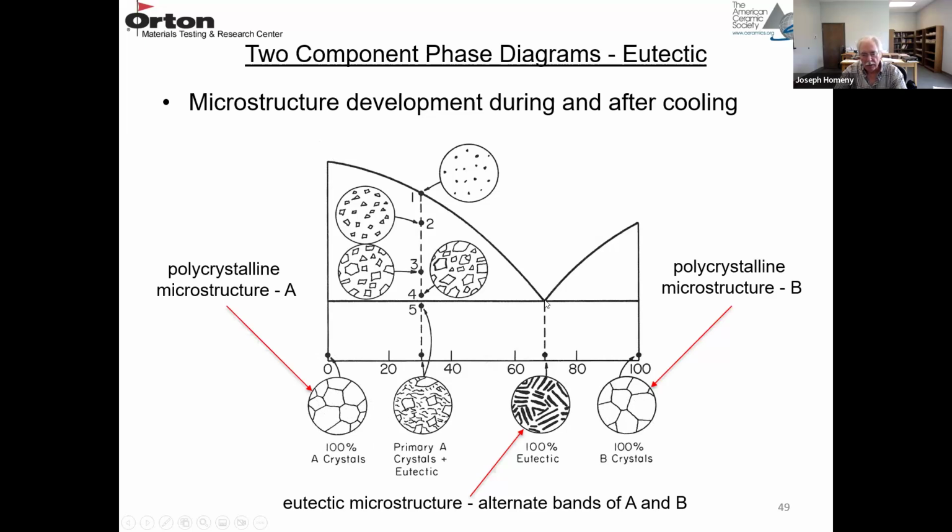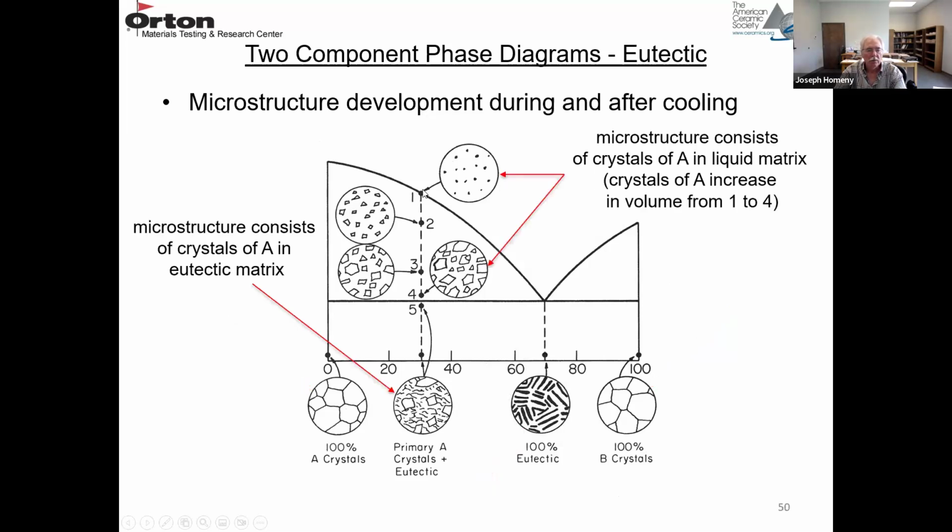And if you're at the eutectic, you're going to get 100% eutectic crystals. So it's going to be alternate bands of A and B. So it's kind of a composite type microstructure. So you're getting two phases, but they form what looks like a composite structure of layers or rods of one phase and another phase. So it's a kind of a unique microstructure.